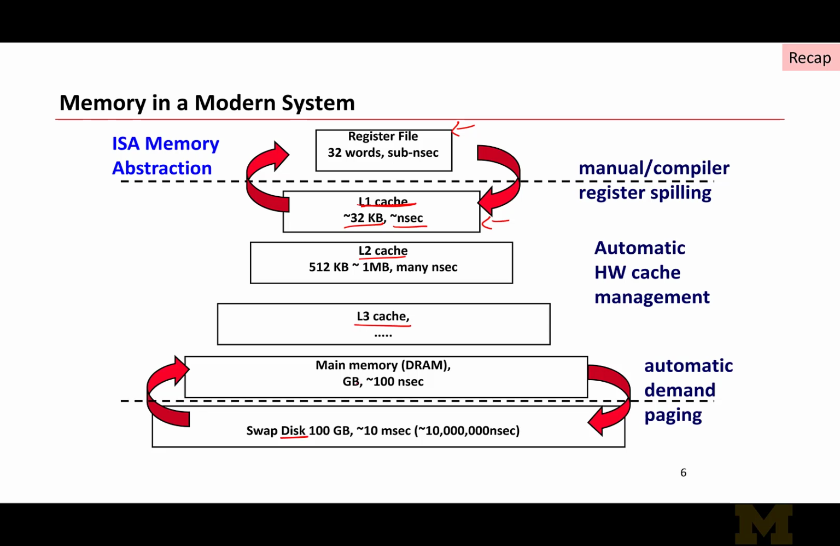On the other end of the spectrum, you have main memory. It's a few gigabytes in size, but it is 2 orders of magnitude slower than L1 cache. What we want to do is to bridge this gap in performance and size between L1 cache and main memory. And the way we do it in modern systems is by adding 2 more levels of caches in the hierarchy.